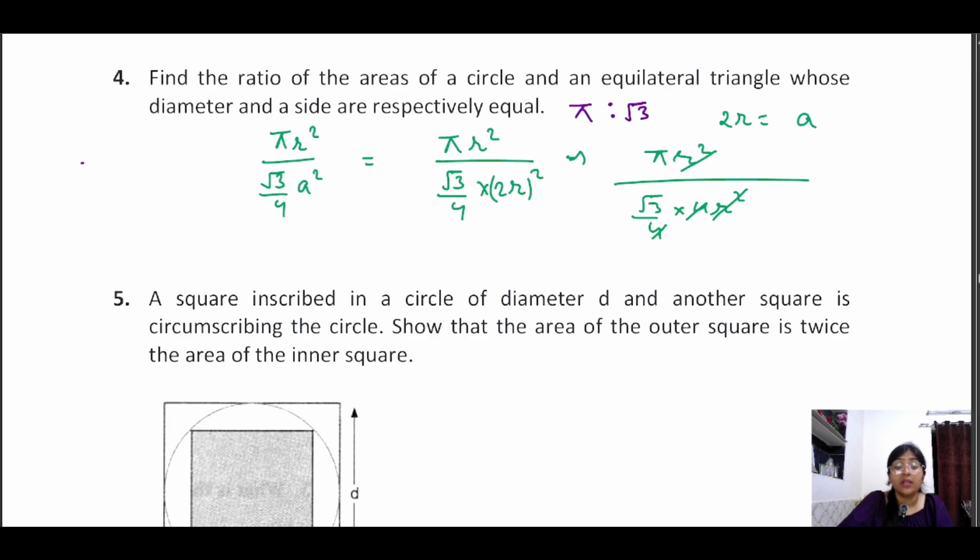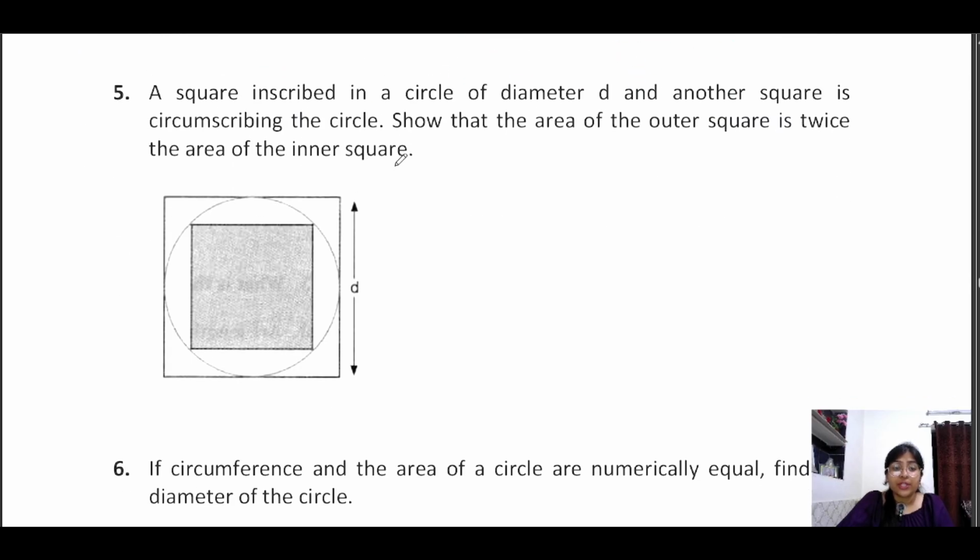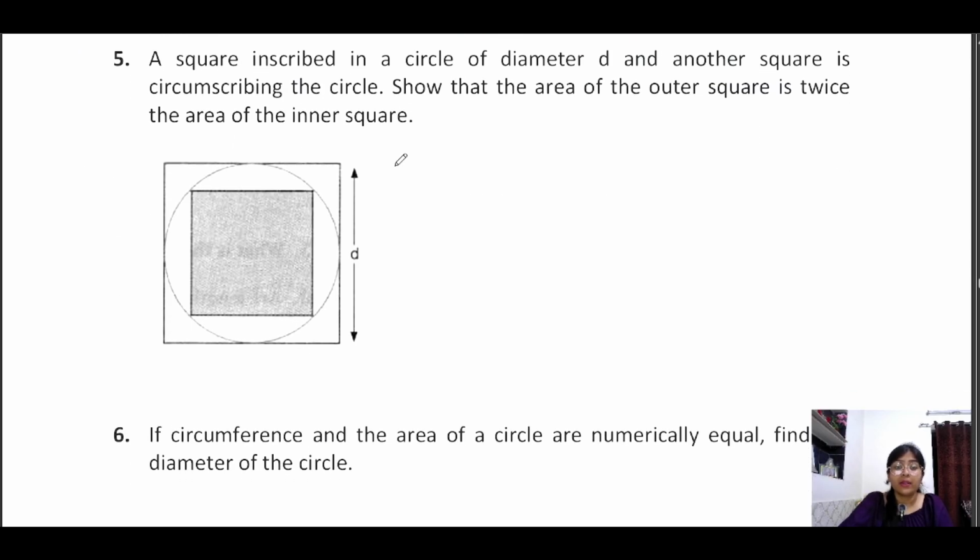Okay, learners? Yes, now move to the next question. A square inscribed in a circle of diameter d. The circle is having a diameter d. For this circle having a diameter d, the circle diameter is equal to the diagonal of this square, yes or no? So the diagonal of this square will be d. The diagonal will be d. Yes, very good.